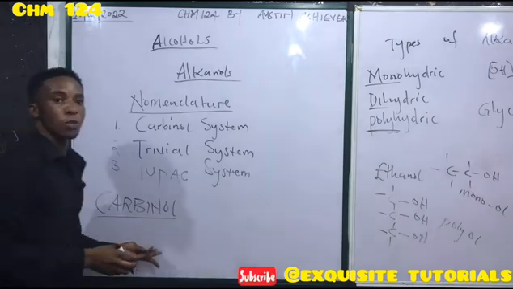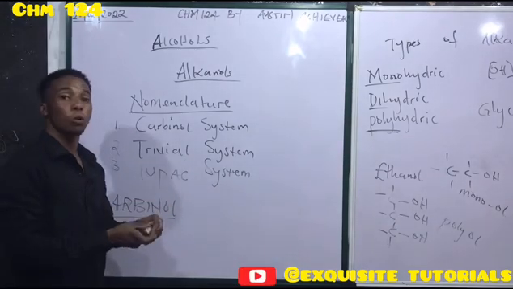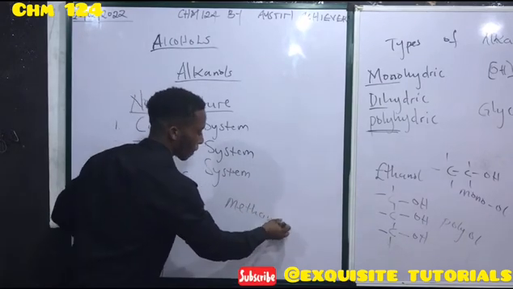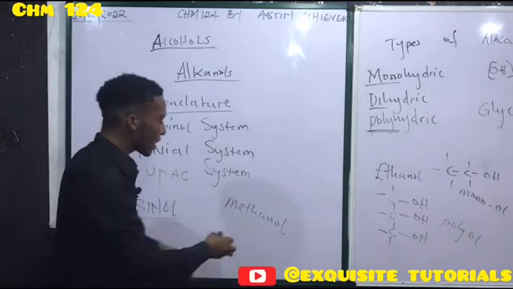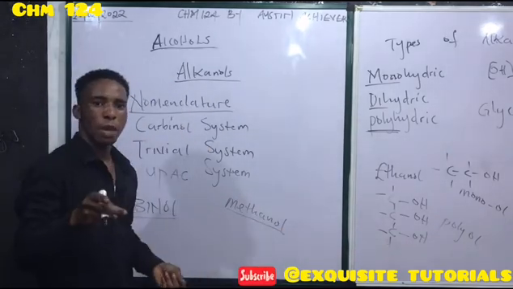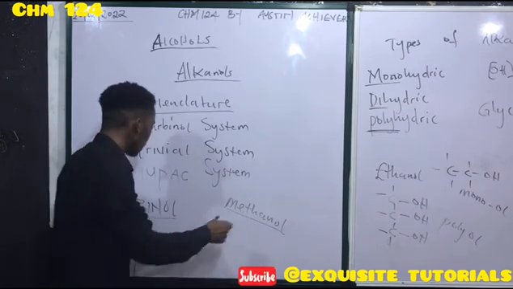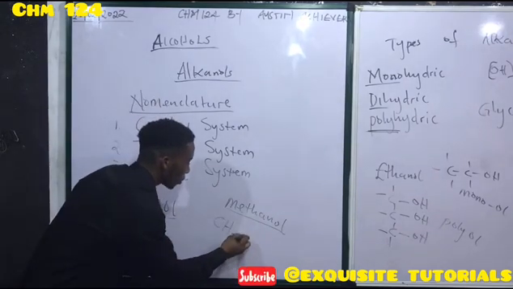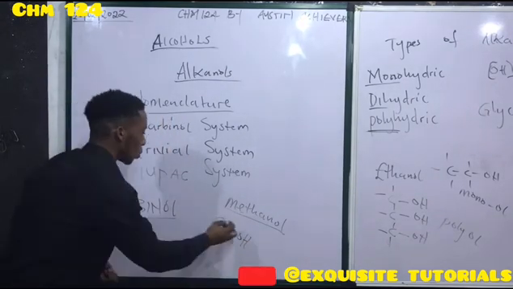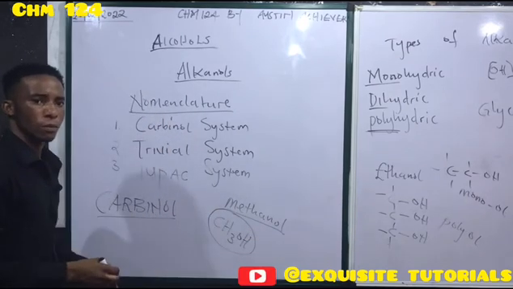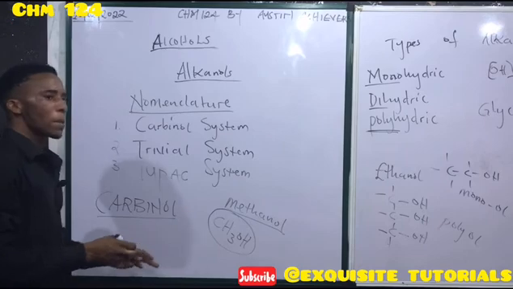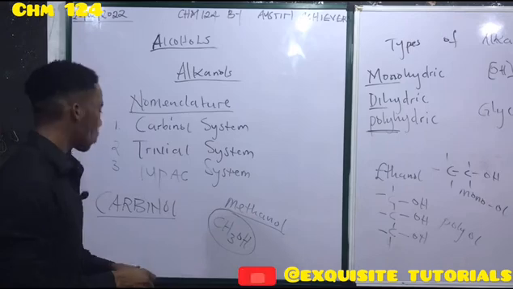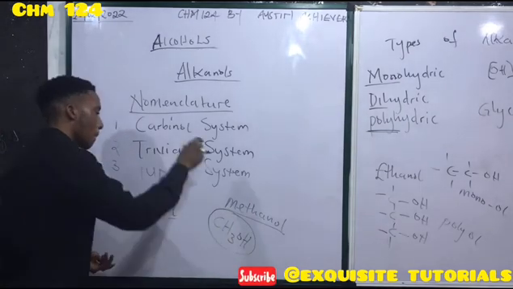The carbinol notation assumes that all alkanols are derivatives of methanol. If I say they are derivatives of methanol, what do I mean? It simply means that the methanol itself is the carbinol. I will be correct to say that this CH3OH, methanol, is the carbinol itself, because that's the rule. The rule says that all alcohols come from the derivatives of methanol.